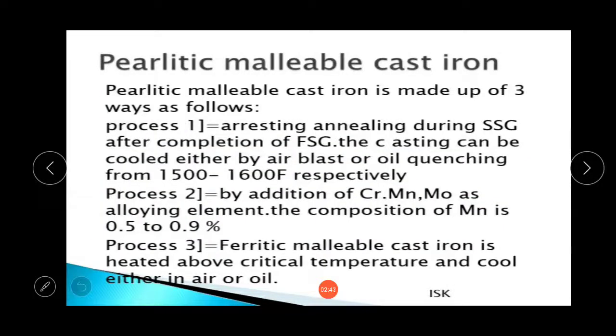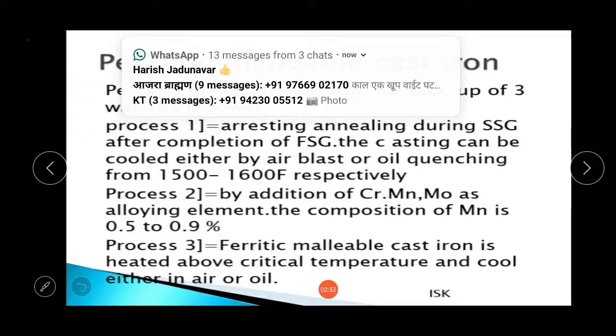Next slide. Now we learn about pearlitic malleable cast iron. For formation of pearlitic malleable cast iron, there are three steps involved.